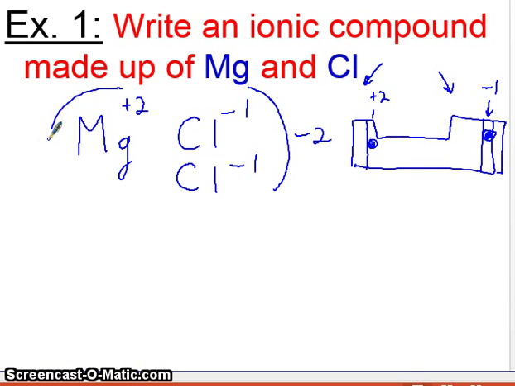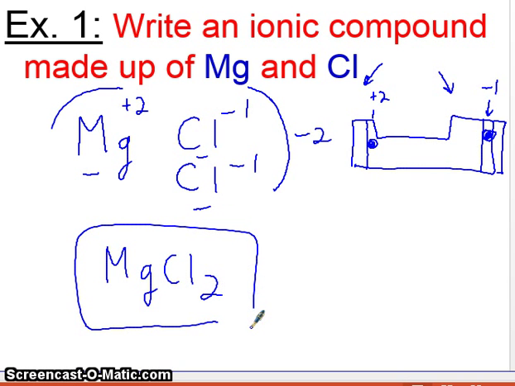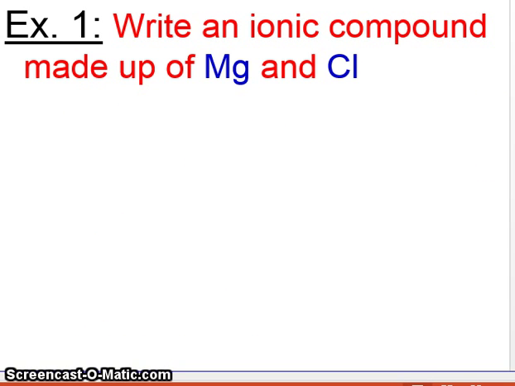And this compound is formed from 1 magnesium and 2 chlorines. So we will write it as MgCl2. Here is the answer. Simple as that. You're essentially asking, well, how many of each of these do I need so their charges are balanced out? And that is the idea. All right, let's try the second one.